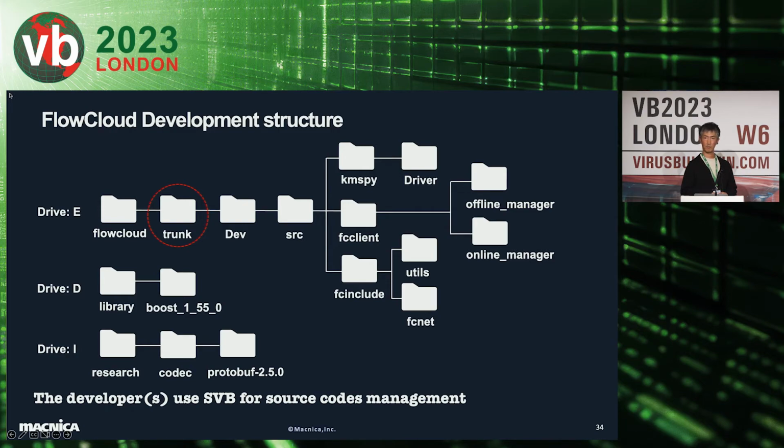And maybe I guess that the FlowCloud C2 server is also developed with MSVC. And one interesting directory is trunk. Trunk is the main directory for the source code management software Subversion. From that, I believe that the developer of FlowCloud used Subversion for source code maintenance.